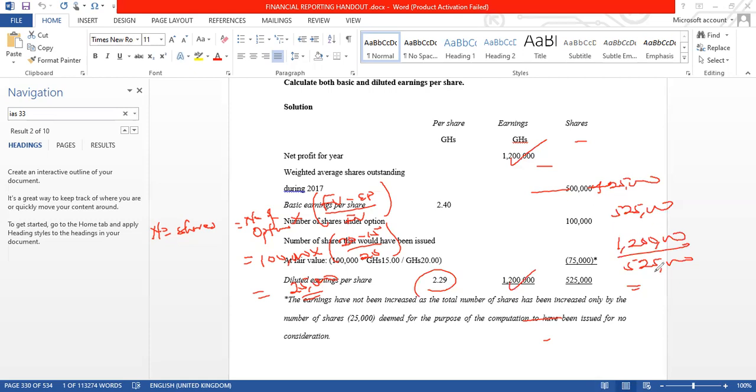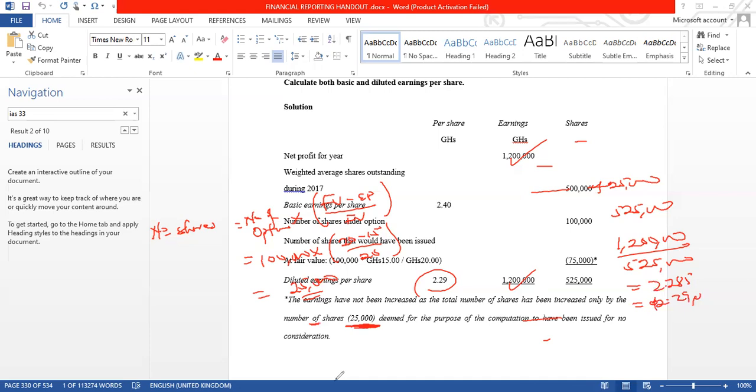So that is that. It's actually 2.285. If you round it, you have 2.29 because you are dealing with currency, all right, per share. So that is all. So all you need to do is to find what? The earnings have not been increased, but the total number of ordinary shares has increased by the number of this. All right. So that is all.